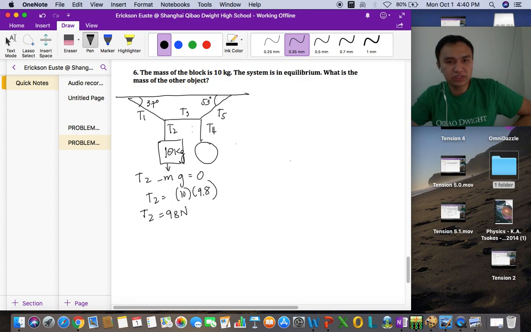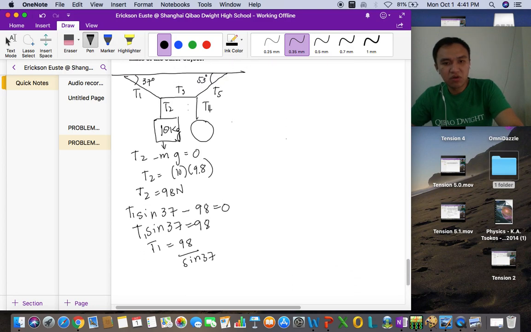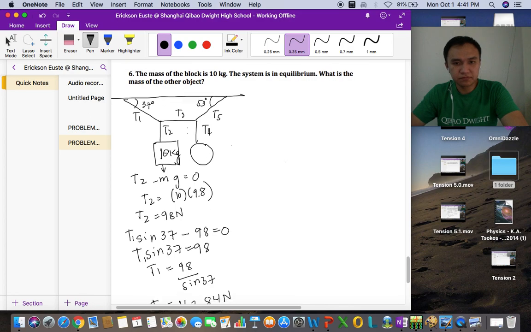So the summation of the forces along Y will be T1 sine 37 minus 98 is equal to 0. You know that this one has x and y components. This is the x component, this is the y component. So with the y component, we can have T sine 37, so T sine 37 is equal to 98. So T1 is equal to 98 over sine 37. The answer for that one will be 162.84 newtons. Okay, it's kind of slant.